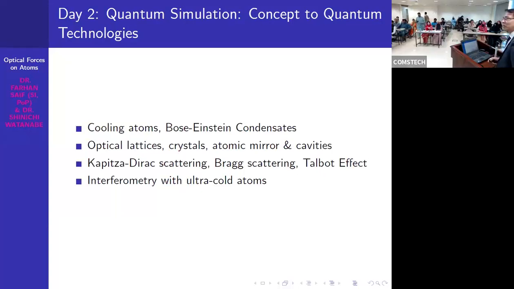We have given today's title as Quantum Simulation from Concepts to Technology. And our layout of the present-day talk would be starting from the cooling of atoms. We shall discuss the C phenomena. Then we shall see how the optical lattices can be developed, and then they can also be used to develop atomic mirrors and cavities. And then we talk about the scattering problems, and then some interferometry, which is being used following these simple discussions.